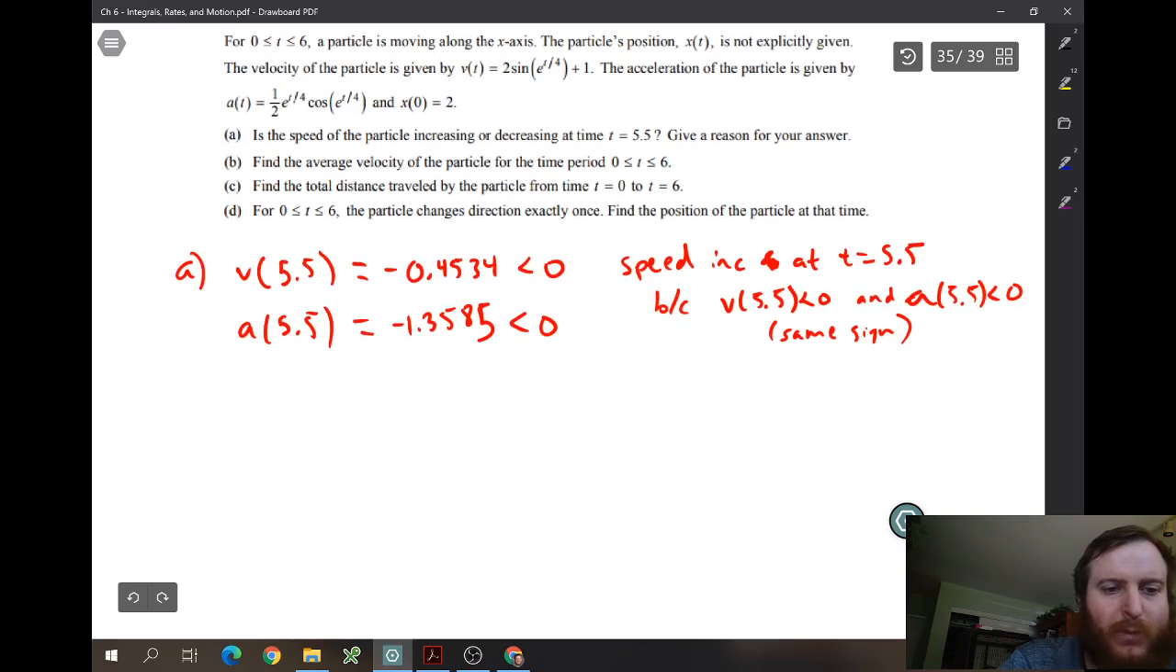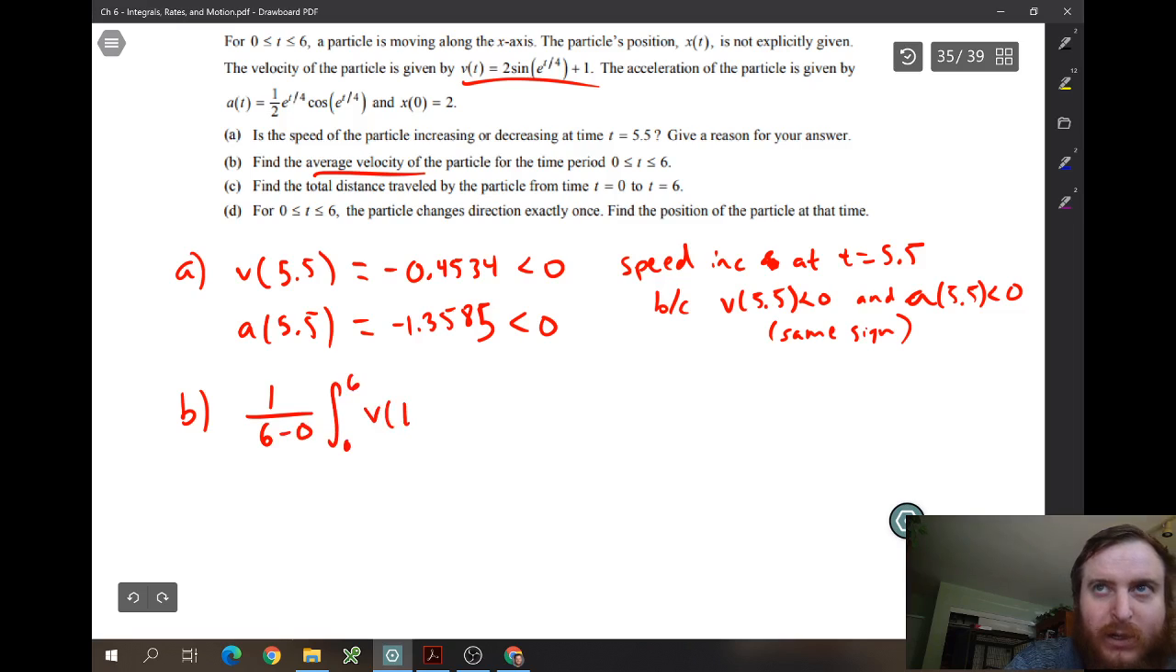Okay. B asks us to find the average velocity. So we have velocity, so we're going to do 1 over 6 minus 0, integral from 0 to 6 of v of t dt. That's all you have to write on your paper. Then you're going to type in this integral into your calculator. I'm not going to go over that because we've done it so many times. You get 1.949.